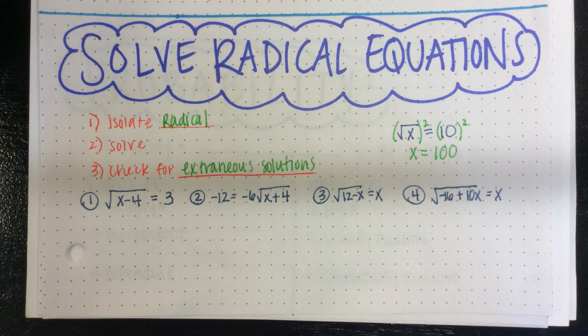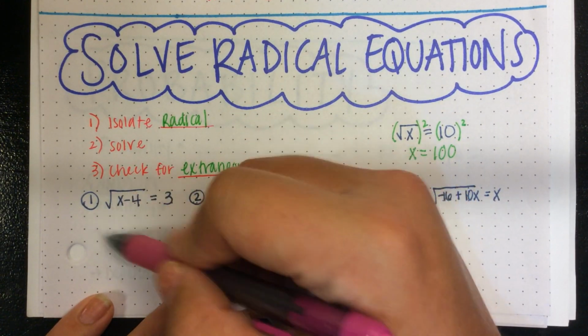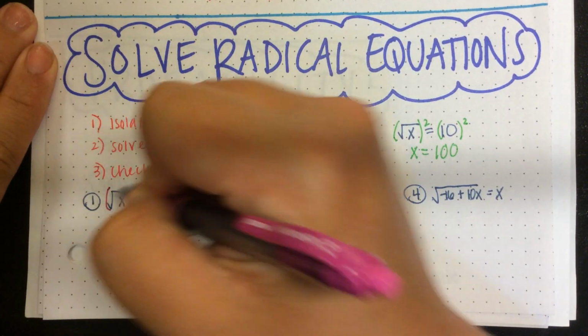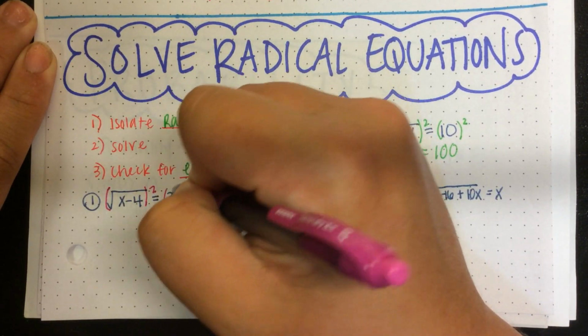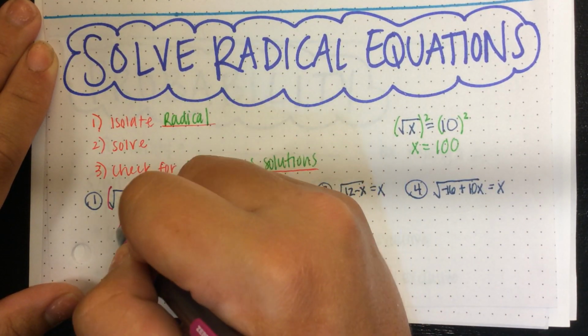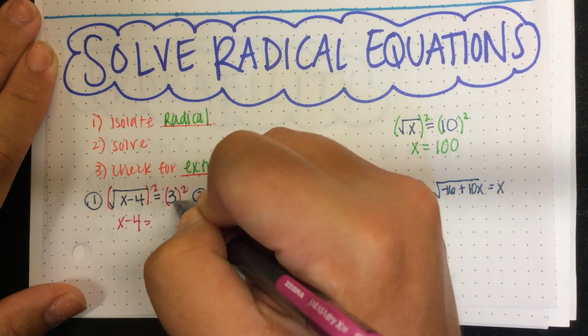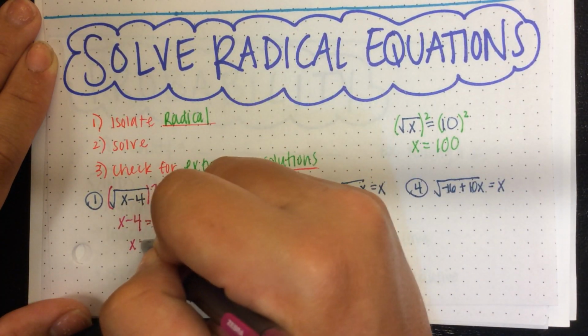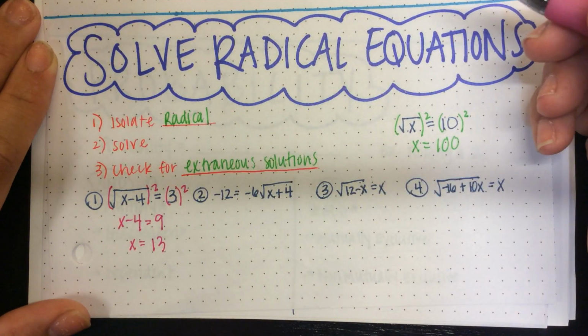Okay, so for our first one, the radical is by itself. There's nothing else outside the radical on this side. So the first thing we're going to do is square both sides. So the square root of x minus 4 squared is just x minus 4. 3 squared is 9. Add 4 to both sides, and we get x equals 13.